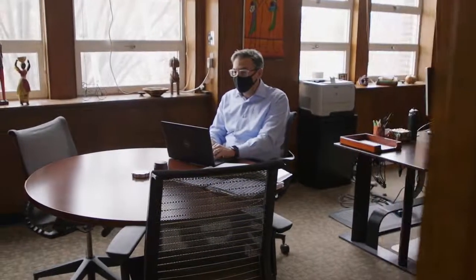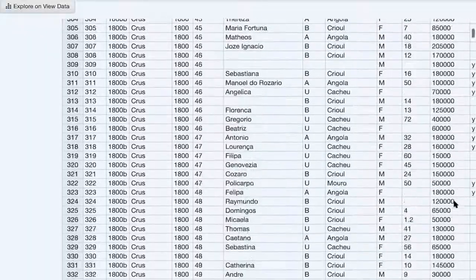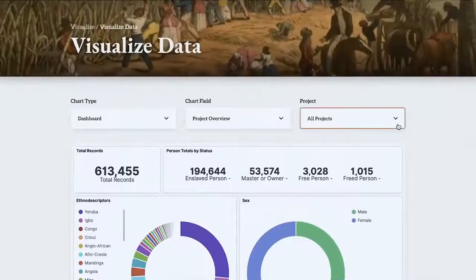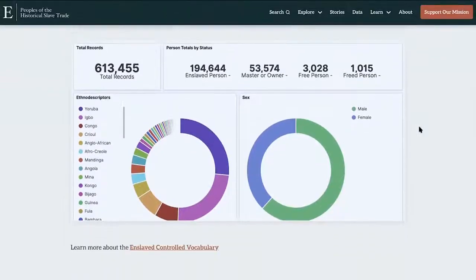By putting that sort of information into a database, you can use that for a couple of purposes. You can use that for identifying individuals, but also for statistical analyses about broader populations.